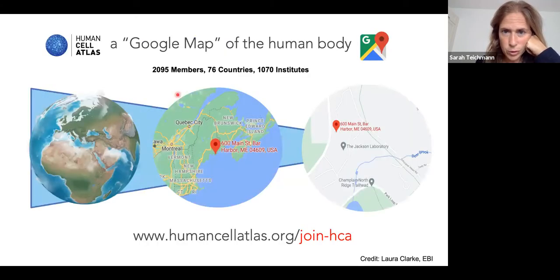And this Google Maps of the human body will be built by the global community, and there are now over 2,000 members from 76 countries from around the world, many hundreds in the UK. If you're interested in joining for a particular biological interest or technological interest or computational methods, everyone is welcome to join at humancellatlas.org/join-HCA. It's a very easy signing up process. That means that you get the newsletter, access to technology discounts, provided that you sign up to a few basic principles, including open data sharing, ethical principles, principles of inclusion and diversity, and so on.